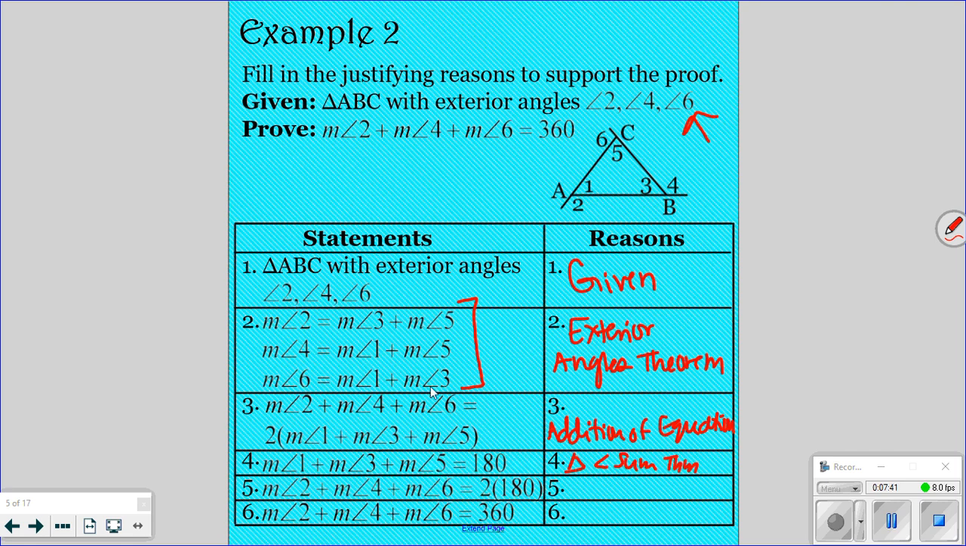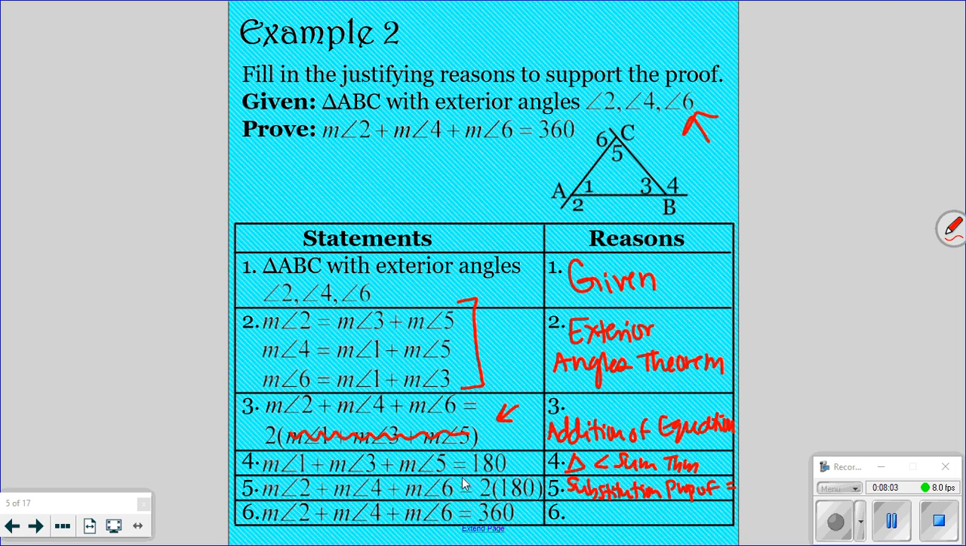And so then, going back to this equation here, we can plug in, instead of angle 1, angle 3, and angle 5, we can say that equals 180. So that's going to be substitution property of equality.